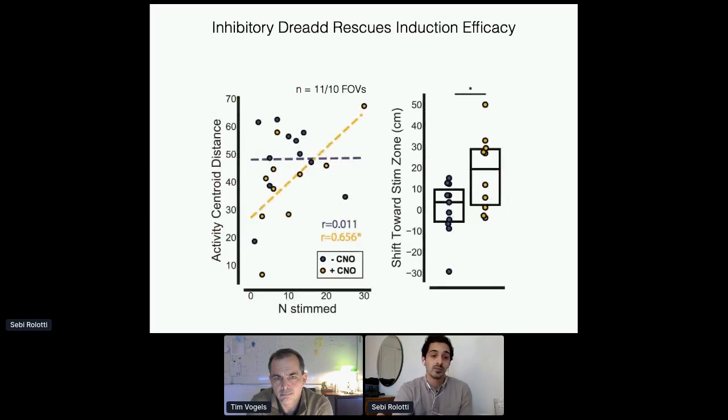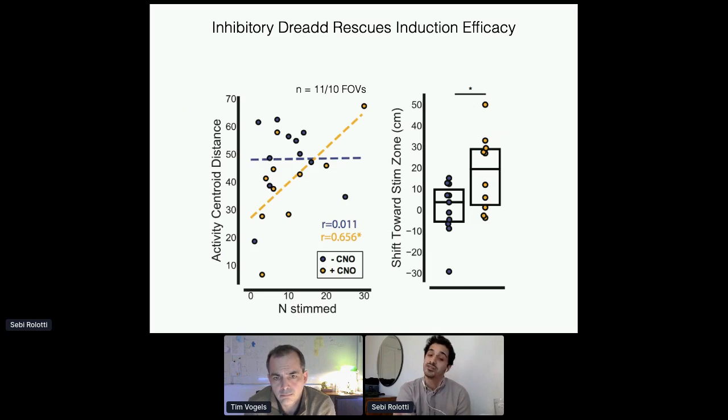So with this strategy, we find that dense stimulation with inhibition intact, so that's here in blue, totally disrupts BTSP efficacy with no bias in stimulated cells towards the stimulation zone. So locally stimulating even very small single-digit numbers of cells prevented BTSP induction.